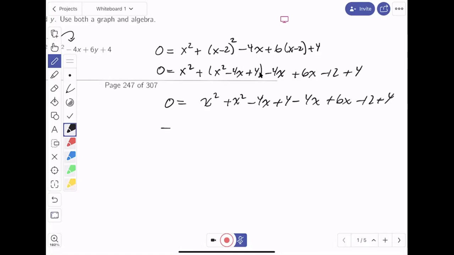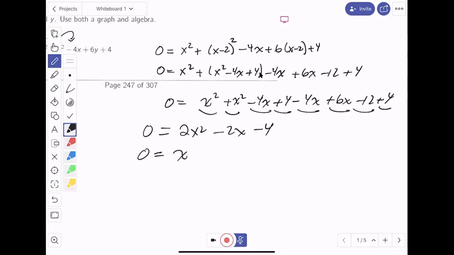Let's combine like terms together. 2x squared. Let's do the x's: minus 4 minus 8 minus 2x. Let's see, 4, 8, that would be minus 4, right? I can divide both sides by 2. I get x squared minus x minus 2. I'm going to try to factor it. It looks pretty easy. 2 and 1, and minus 2 plus 1.